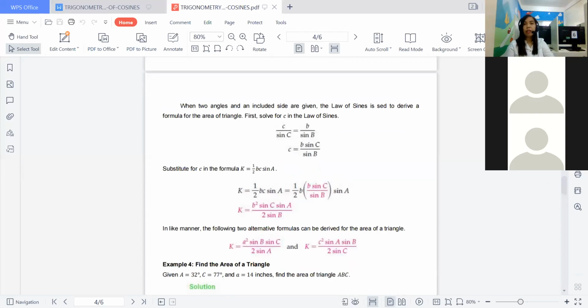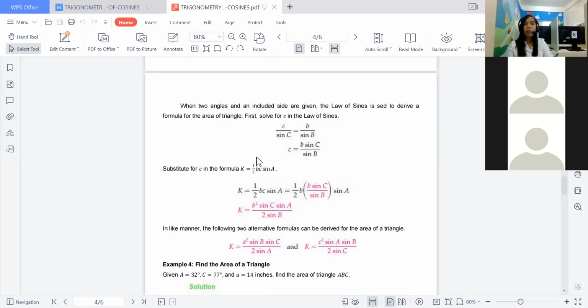All right, with two angles and an included side, this is for ASA. The law of sines is used to derive the formula for the area of a triangle, since cosine is for SSS and SAS, and the law of sines is for ASA, one of the postulates when the given triangle is ASA. That is the law of sines from our asynchronous lesson last week.